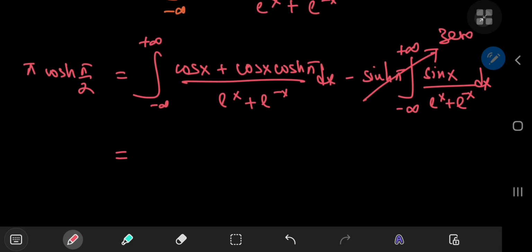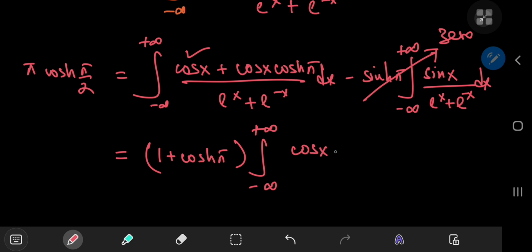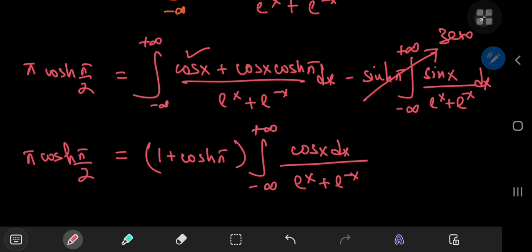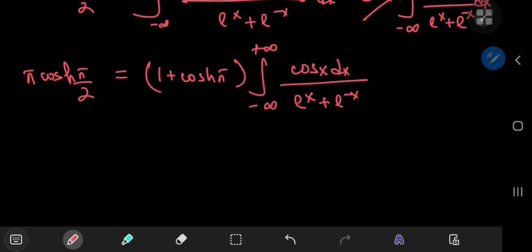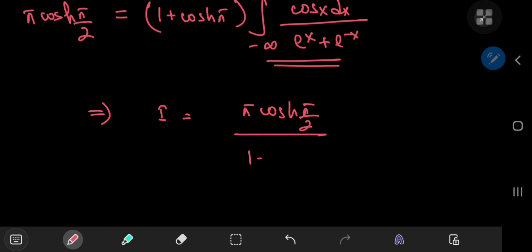And over here, you can factor out this cosine of x, and you'll have 1 plus cosh pi factored outside the integration times the integral from 0 to infinity of the cosine of x dx over e to the x plus e to the negative x dx, and pi times cosh pi by 2. Which is awesome, because this is the integral that you needed. So all of this implies that I equals pi times cosh pi by 2 divided by 1 plus cosh pi, which looks pretty cool in its own right, but we can make it better.